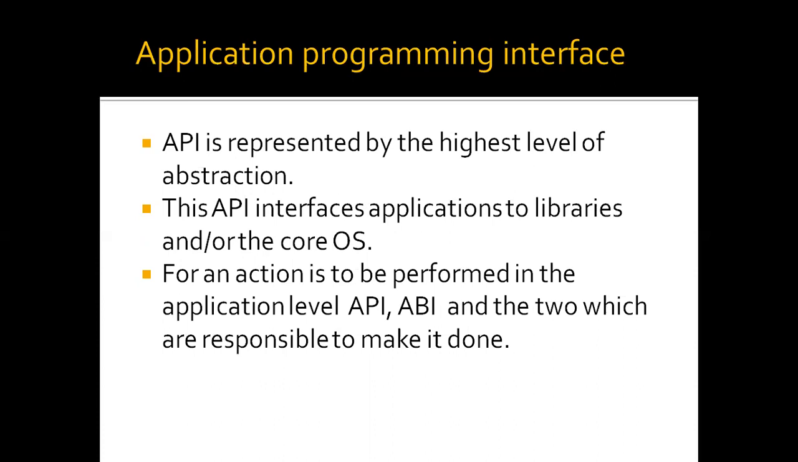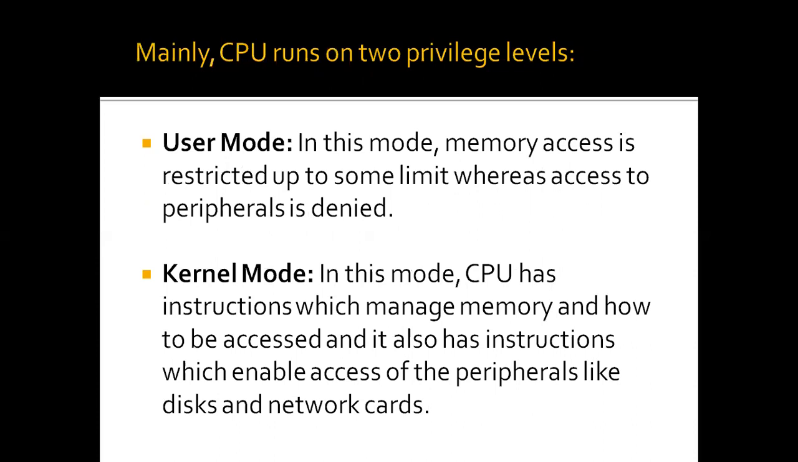For an action to be performed at the application level, the API and the kernel are the two which are responsible to make it done. Now, mainly the CPU runs in two privilege levels. Means for the processor to run, there are two levels, that is user mode and kernel mode.